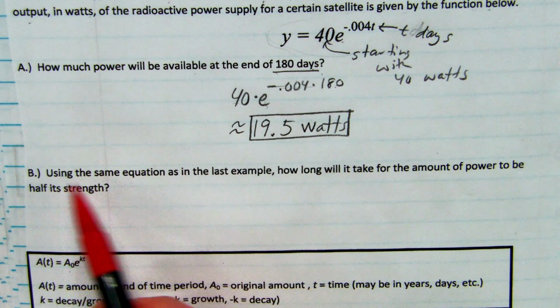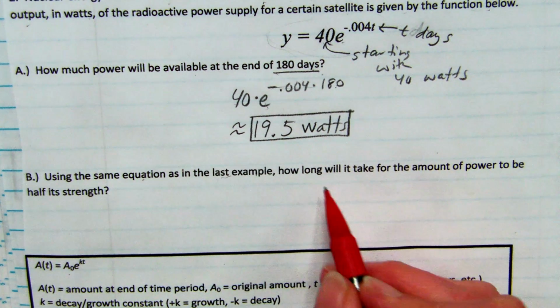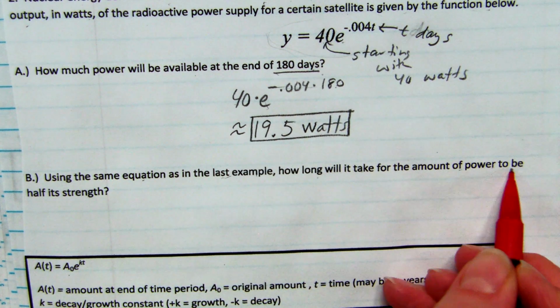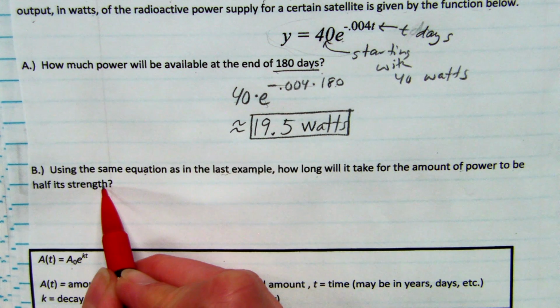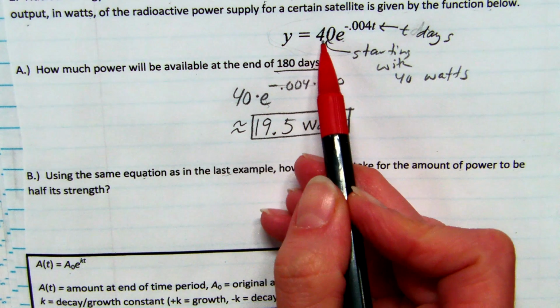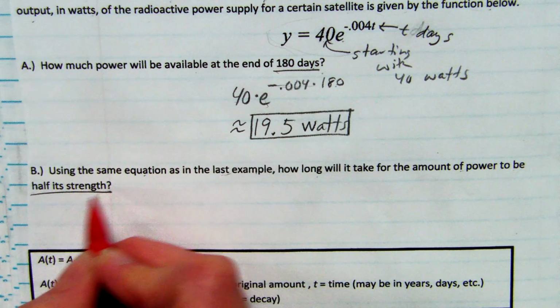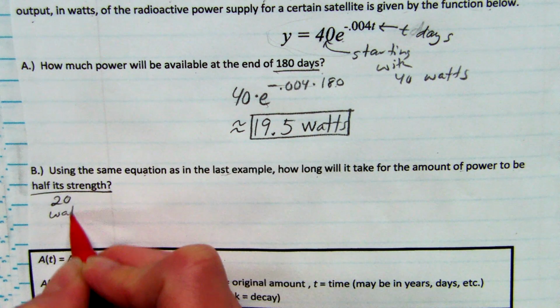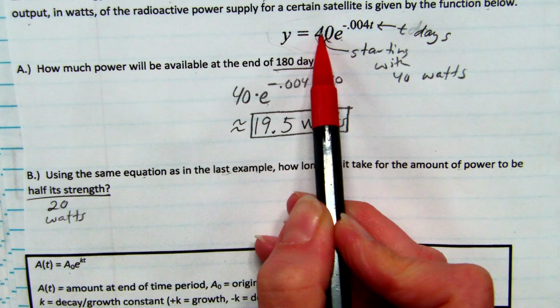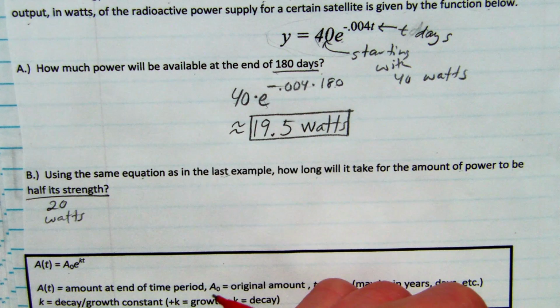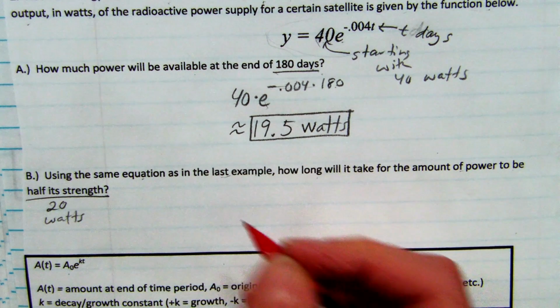On B, it says, using the same equation as in the last example, how long will it take for the amount of power to be half its strength? So we're starting with 40, and so half its strength would be 20. So half its strength would be 20 watts. So you would have to get the 40 out of the equation to figure that out. So we are going to use that.